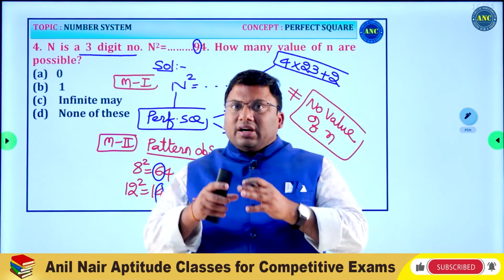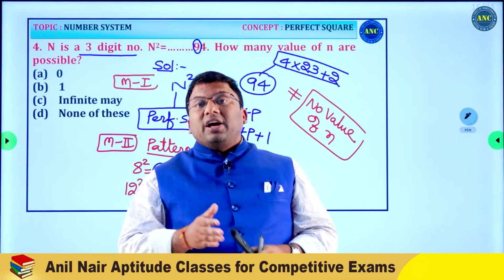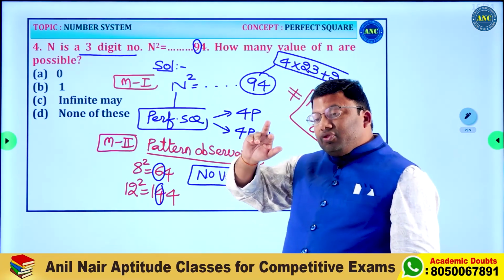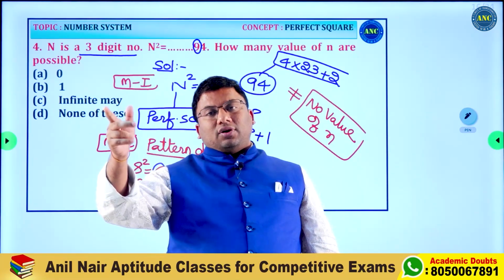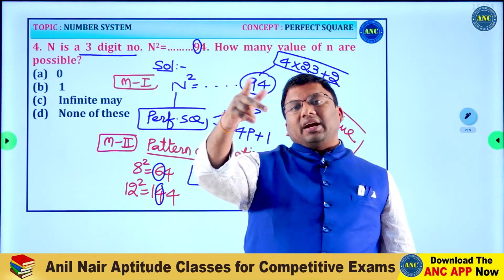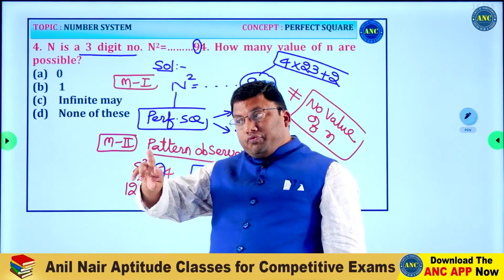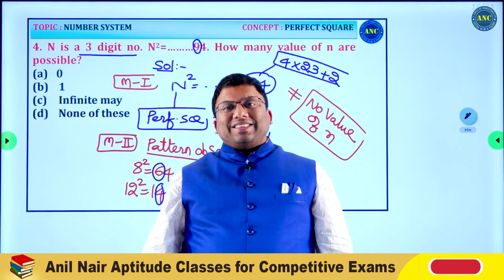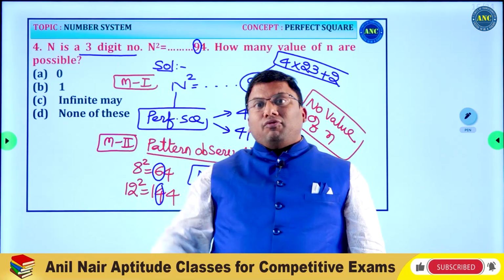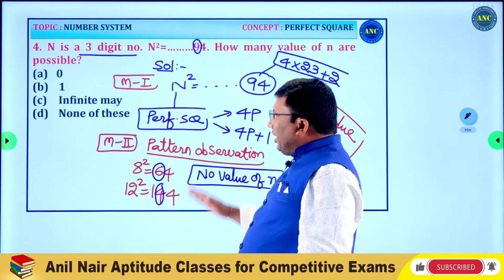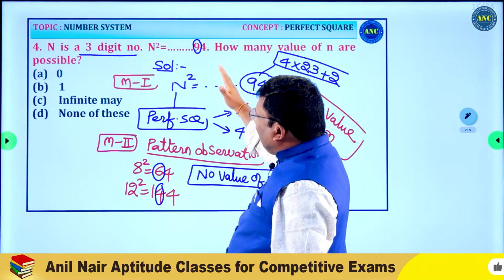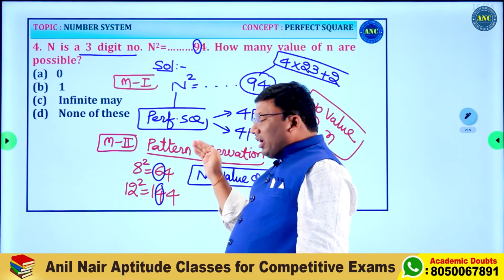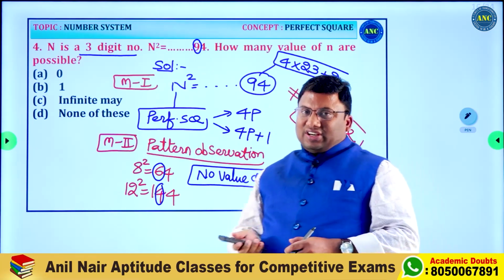Any perfect square ending with 4, the tens place should be an even number, right? If it is an odd number, any number ending with 4, when you divide by 4, I am getting a remainder 2. 14, 4 3s are 12 plus 2. 34, 4 8s are 32 plus 2. 74, 4 18s are 72 plus 2. Good question. Whenever this kind of question is there, you need to know the property of a perfect square, or you can use some pattern observation game.